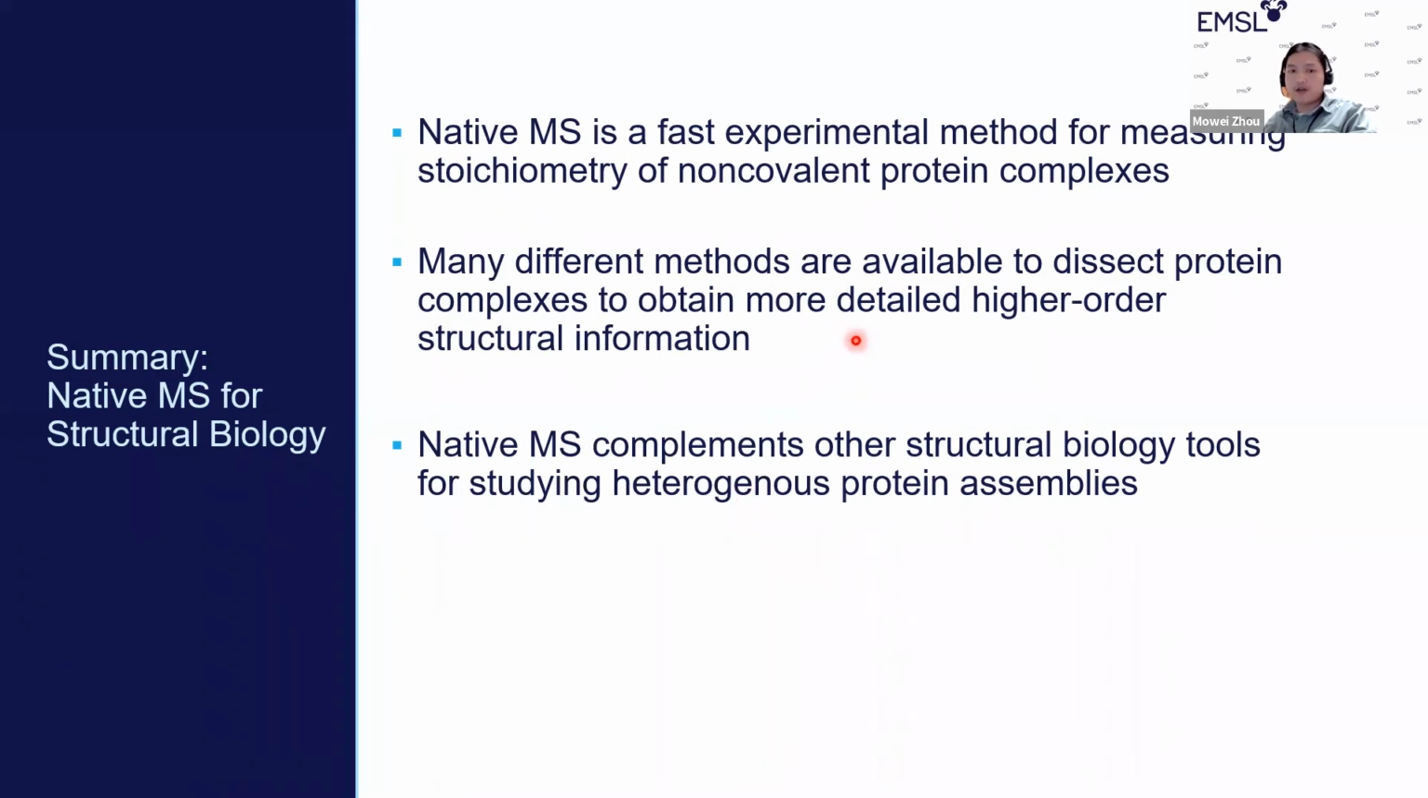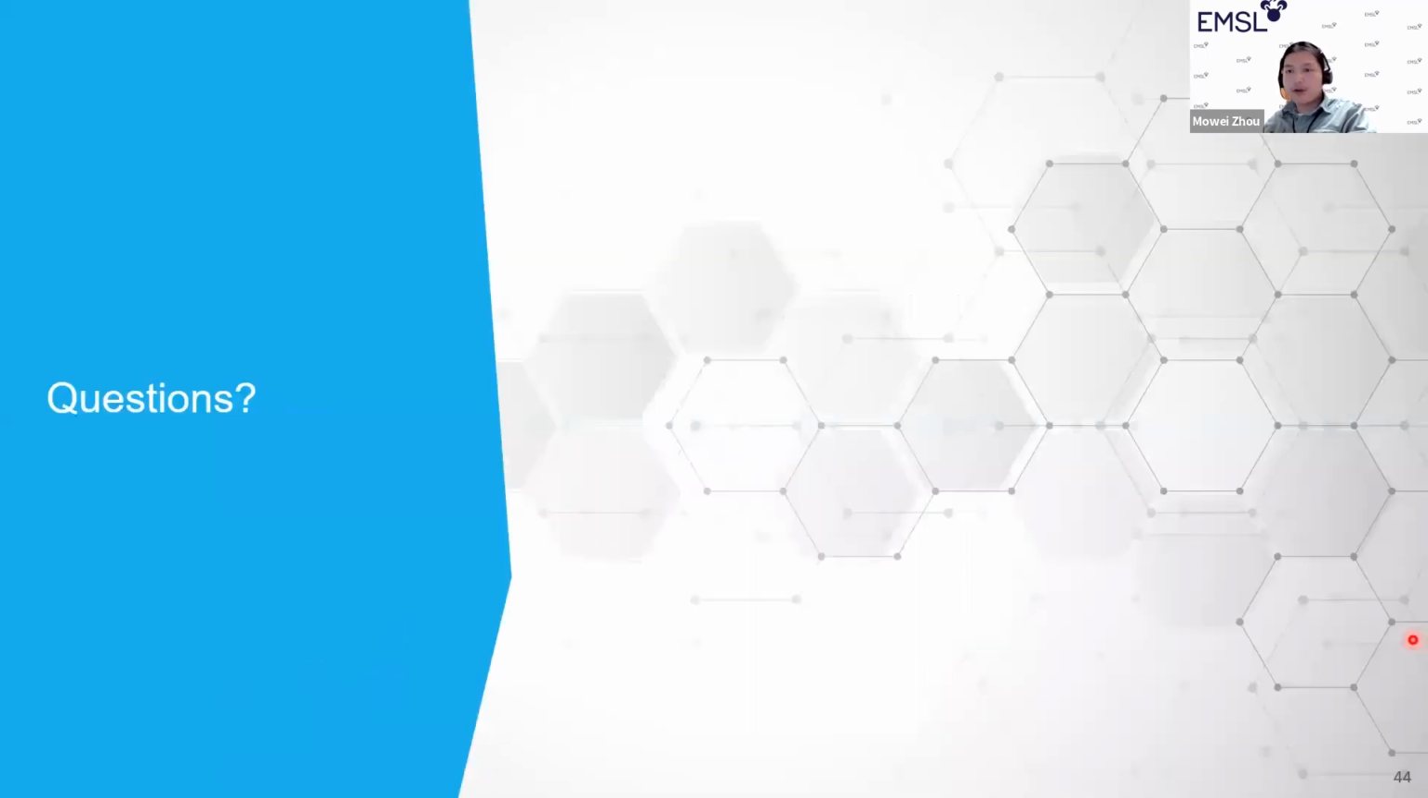The second example, the PDX example, showed that we can use different activation methods to dissect the protein complexes to get higher order structure information to help us understand the molecular mechanisms. And I would say that native mass spectrometry really complements other structural biology tools for studying the heterogeneity of protein complexes. That's all I have to say, and I think we're ready for Q&A.